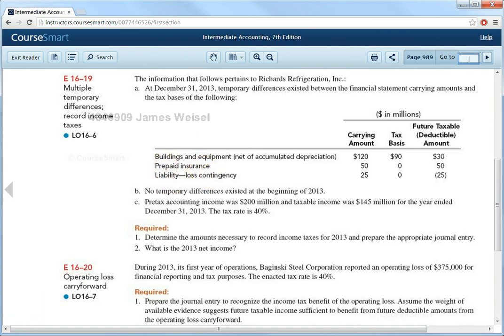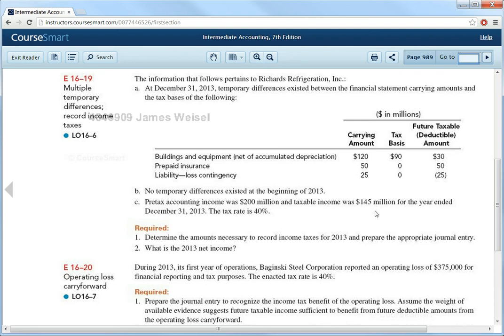Okay, in part C of the problem, we're told that our pre-tax accounting income, and remember accounting income is what we've been calling GAAP income, is $200 million, and the problem is kind enough to provide us also with our taxable income of $145 million. In fact, they've already done the reconciliation, but we need to redo the reconciliation, making sure that we capture the information that we need for purposes of measurement and disclosure.